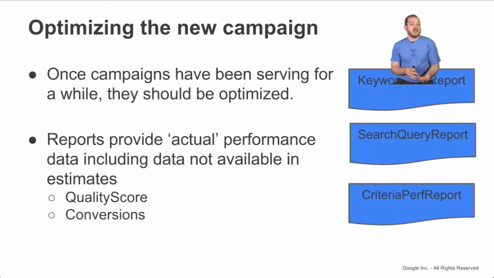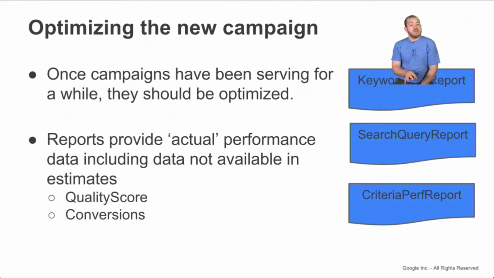None of these operations should be performed in a vacuum. Having an AdWords account is almost like having a plant. It needs to be watered and maintained, otherwise you don't know what's going to happen. Some of the key places where you can get reporting data to make these types of decisions are the keyword performance report, the search query performance report, and the criteria performance report.